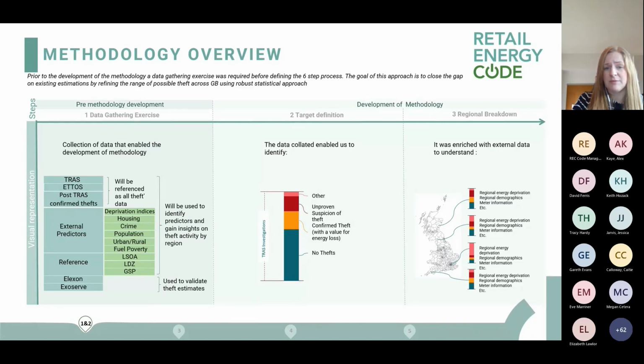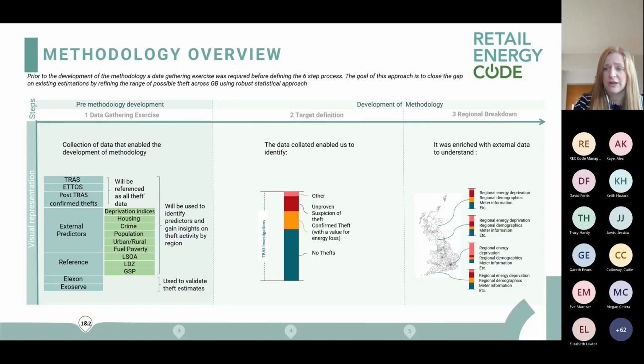We then also had some additional data from Alexon and Xserve, which we had originally anticipated being able to reconcile at low levels, but the granularity wasn't there. So we were then going to use that as a validation exercise to validate our theft estimates. To tie the data sets together, a lot of it was using spatial data, so we worked with the lowest level of data we could get.